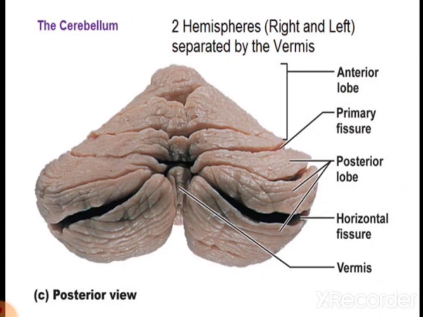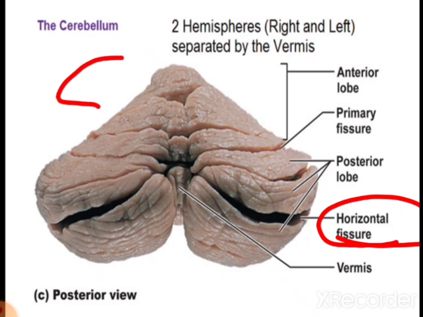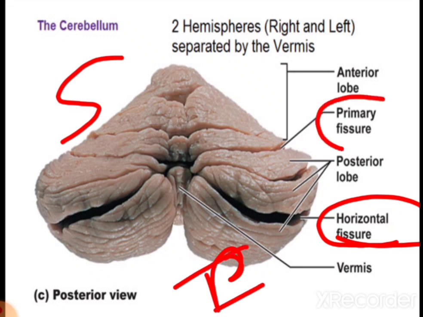So this is the cerebellum from the posterior side. Here we can see the deepest fissure, that is the horizontal fissure. It divides the cerebellum into two parts, upper and lower, that is superior and inferior. Above the horizontal fissure is the superior surface, and below it is the inferior surface. Then this is the primary fissure. It divides the superior surface into anterior and posterior lobes.